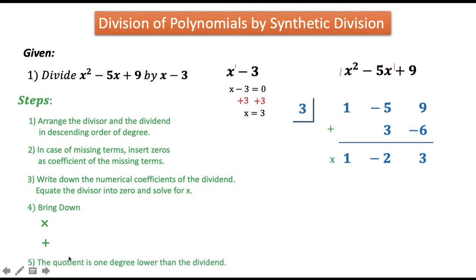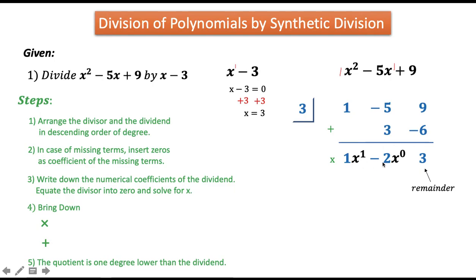Then lastly, the quotient. This will be our quotient. It should be 1 degree lower than the dividend. So since the first term of our dividend is x squared, the first term of our quotient should be 1 degree lower. So 1 degree lower of x squared is x raised to 1. 1 degree lower of x raised to 1 is x raised to 0. And the rightmost number will be our remainder.